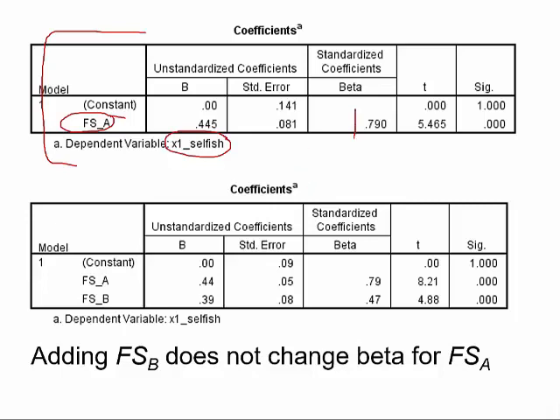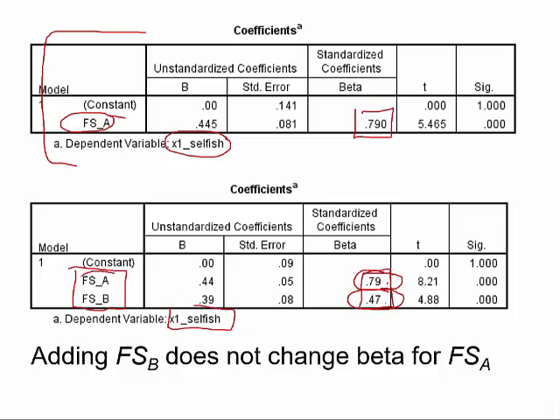And in that analysis, we got a beta weight of 0.79. So now I run a regression where I use both factor score A and factor score B to predict x1. And the beta weight for factor score A is still exactly 0.79. It did not change. And my beta weight for factor score B is 0.47. And as we've seen before, 0.79 and 0.47, these beta weights are the same weights we used to create the factor scores in the first place.